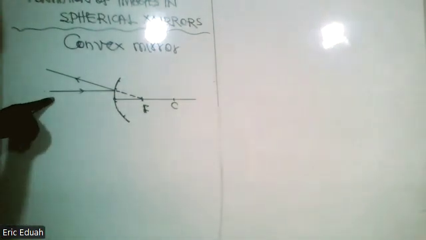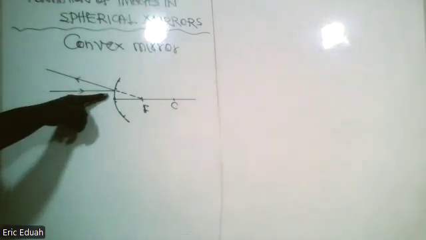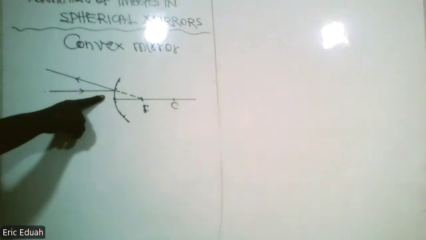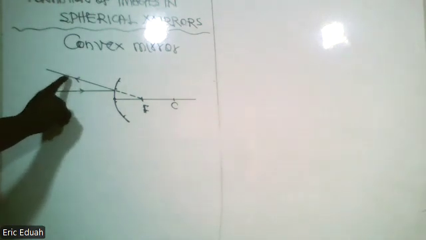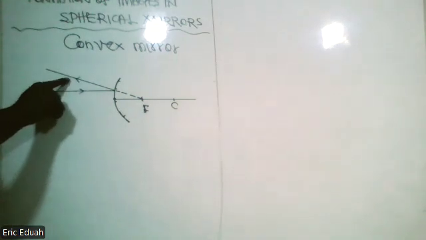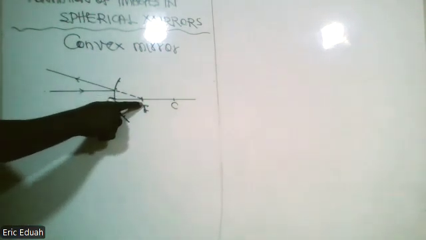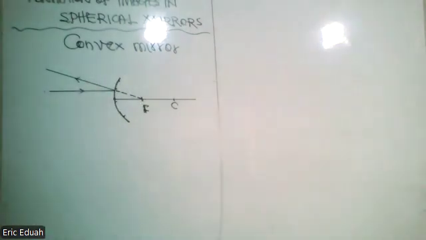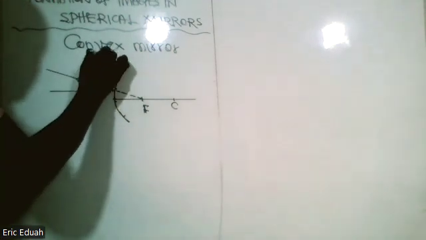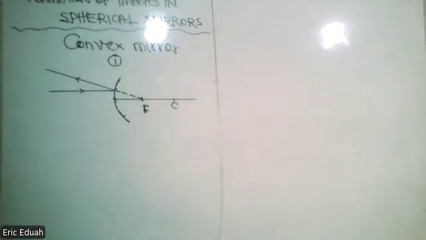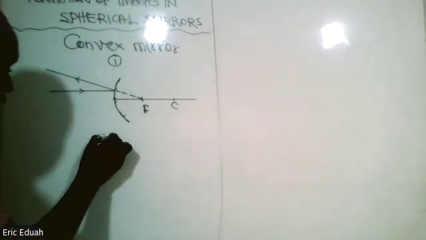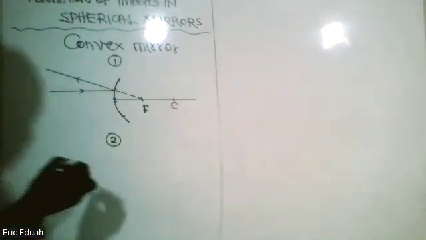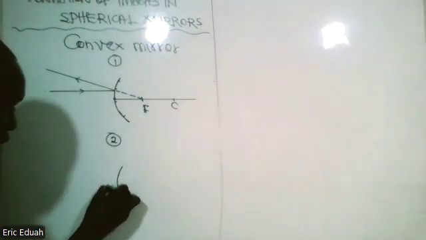So this one is such that when a ray of light is parallel to the principal axis, the reflected ray is diverged. But the diverted ray always appears to be diverted from a point. And that point is the principal focus or the focal point. So for convex mirrors, this is rule 1. Rule 2 must also be the reverse of this, just as we saw in concave mirrors.